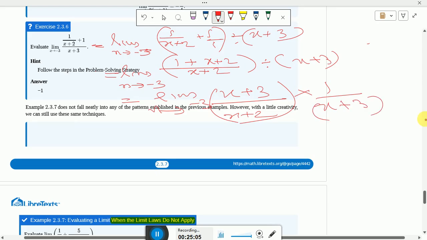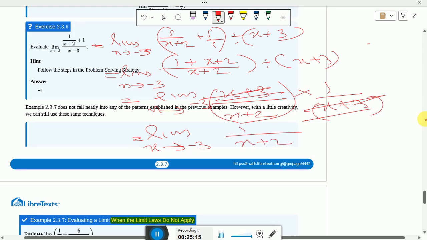So now what will happen? Both sides we can remove x plus 3 and x plus 3. Now our equation, if I simplify, limit x approaches minus 3, 1 over x plus 2. So now if I directly replace the minus 3 here, 1 over minus 3 plus 2, so 1 over minus 1. So minus 1 is the answer for this question, right?